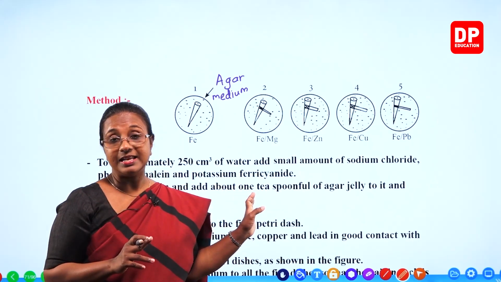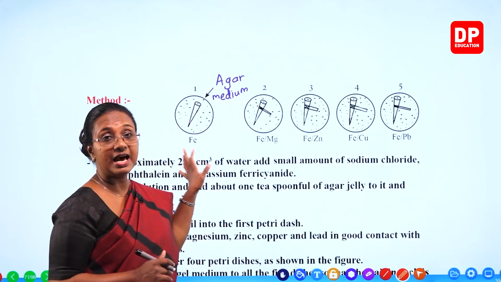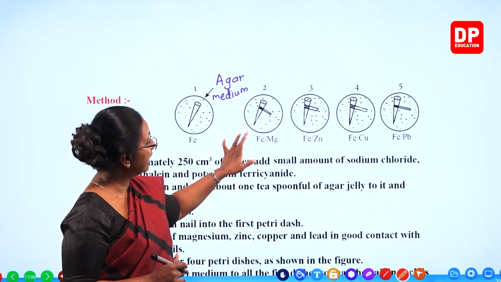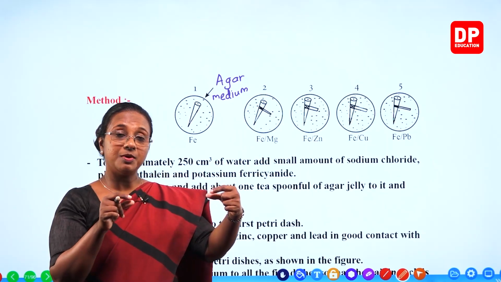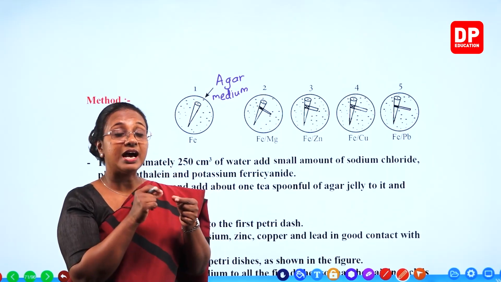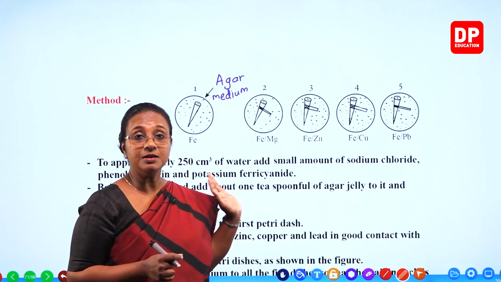Then the iron nails can be used. So here we have one clean iron nail in the first Petri dish. Second one, iron nail in contact with magnesium. So what we can do is take a strip of magnesium, just curl it over the iron nail so they are completely in contact with each other, and we set it inside the Petri dish.